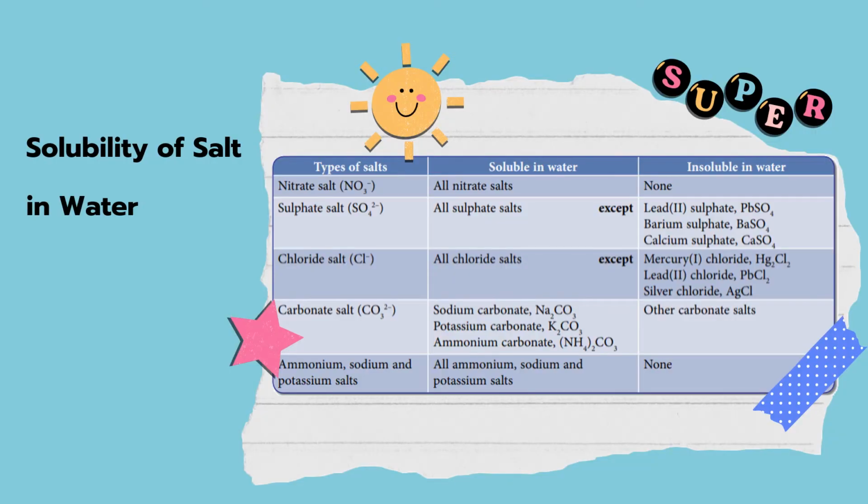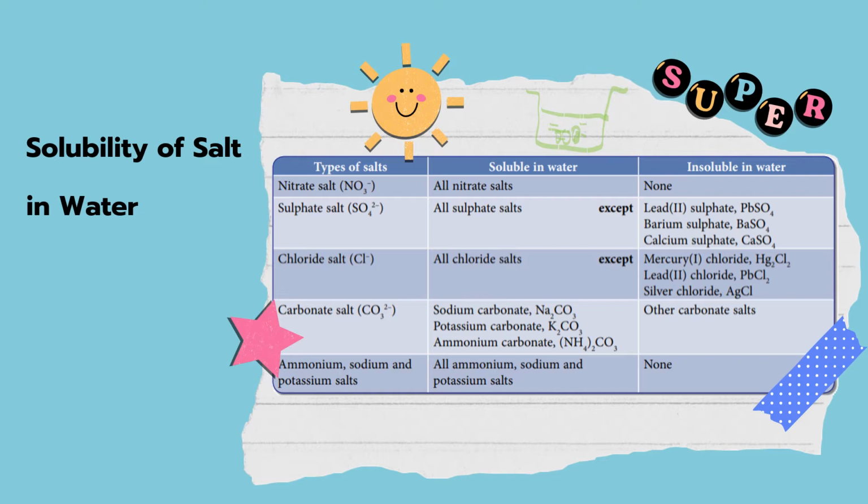To choose a method to prepare a salt, we first have to know the solubility of the salt in water. This table shows the type of salt and its solubility in water. The method to determine whether a salt is soluble or insoluble is very easy. You just take a beaker, fill it halfway with water, add some salt, and stir. Then you can check if the salt is soluble or insoluble.